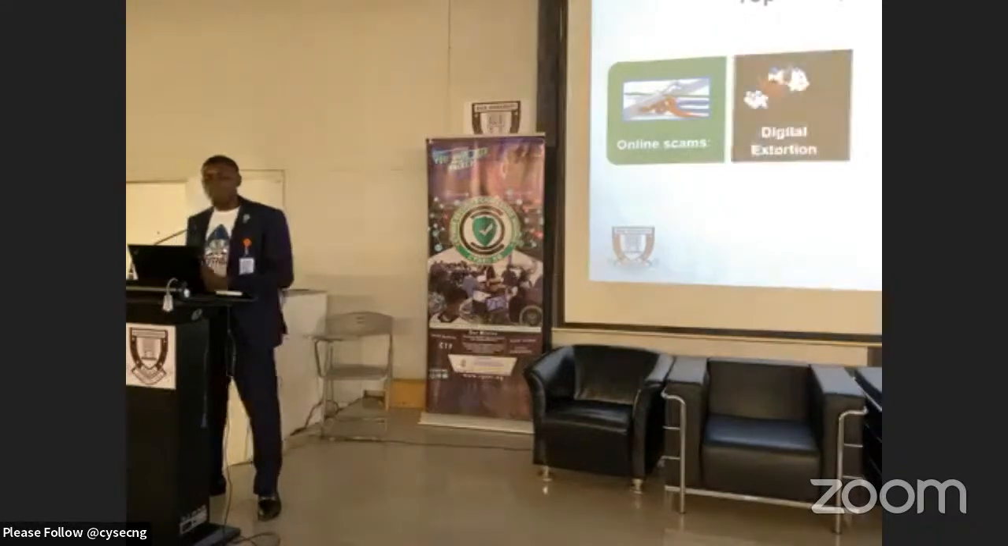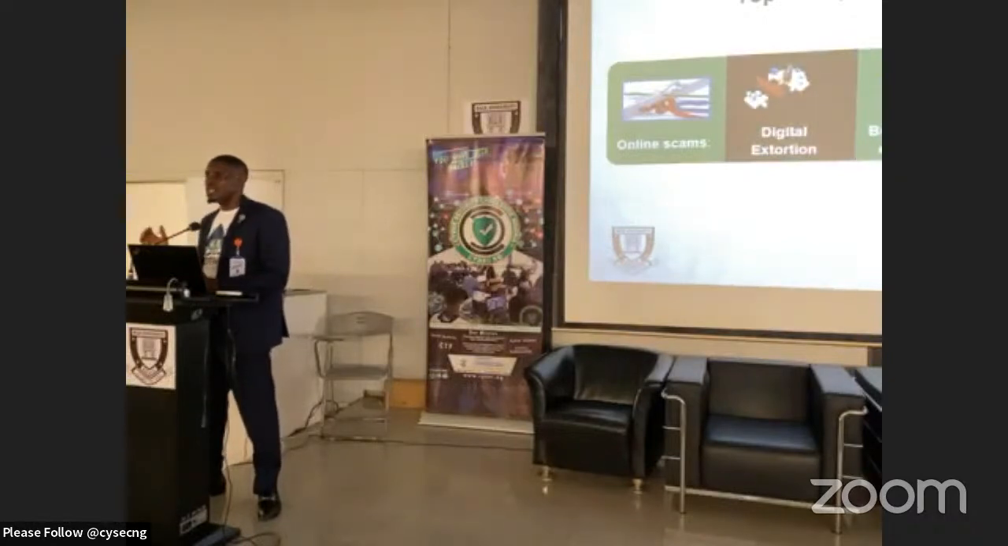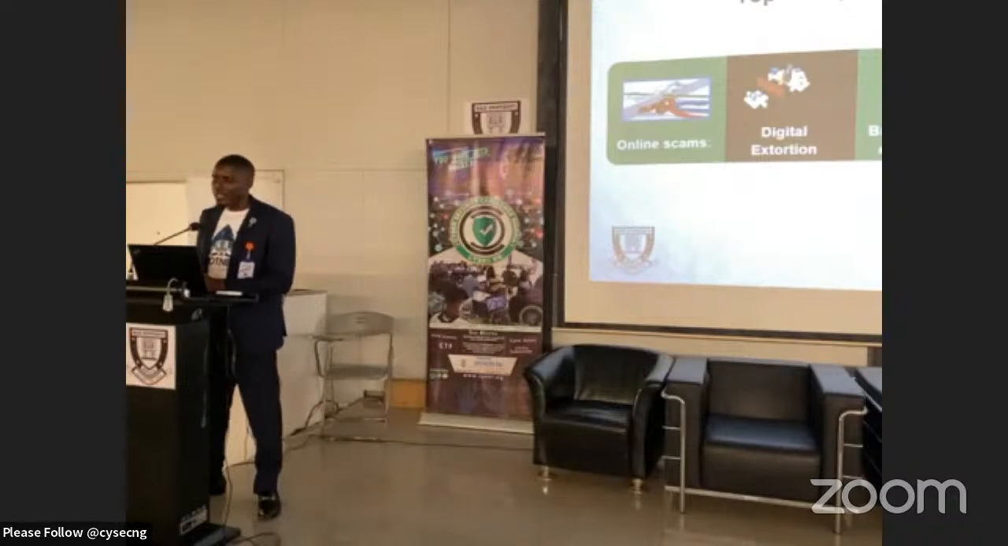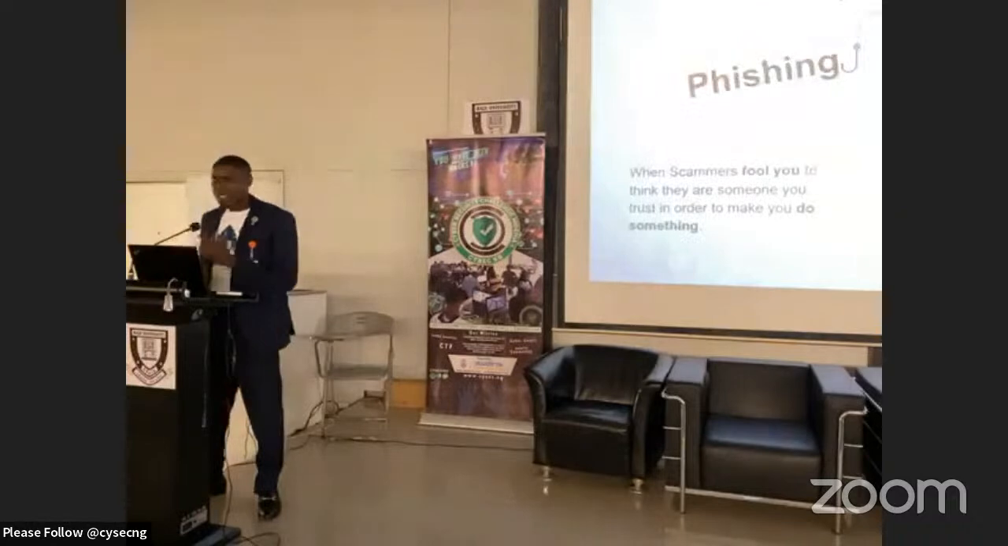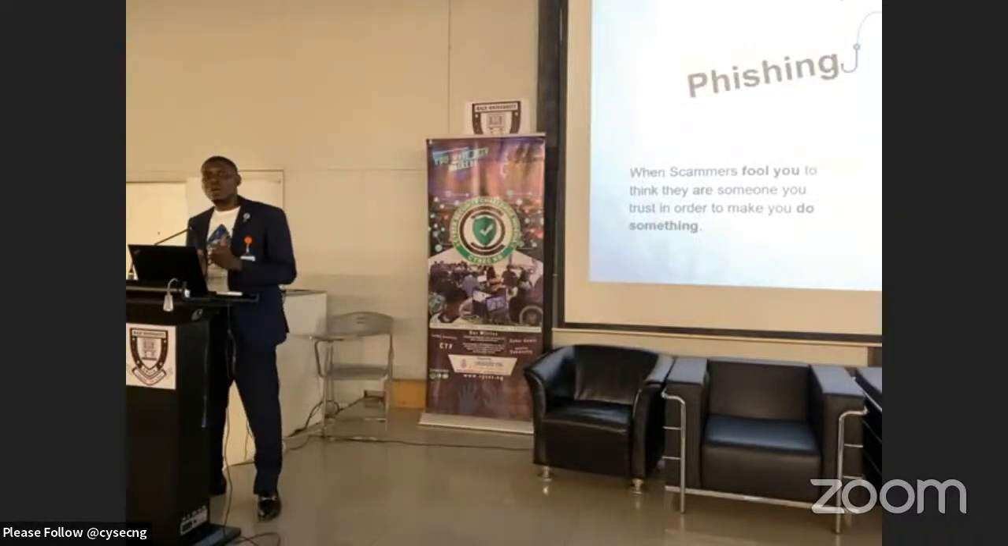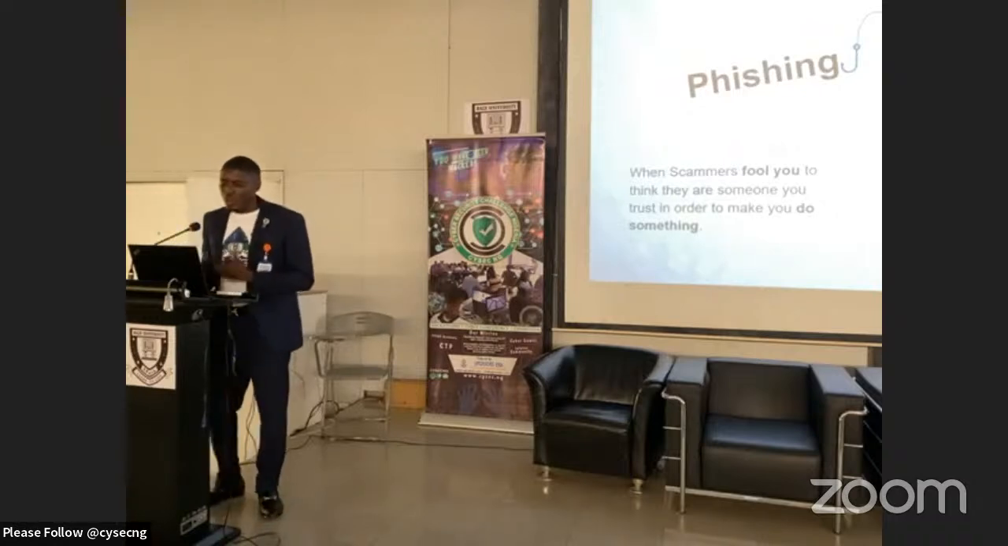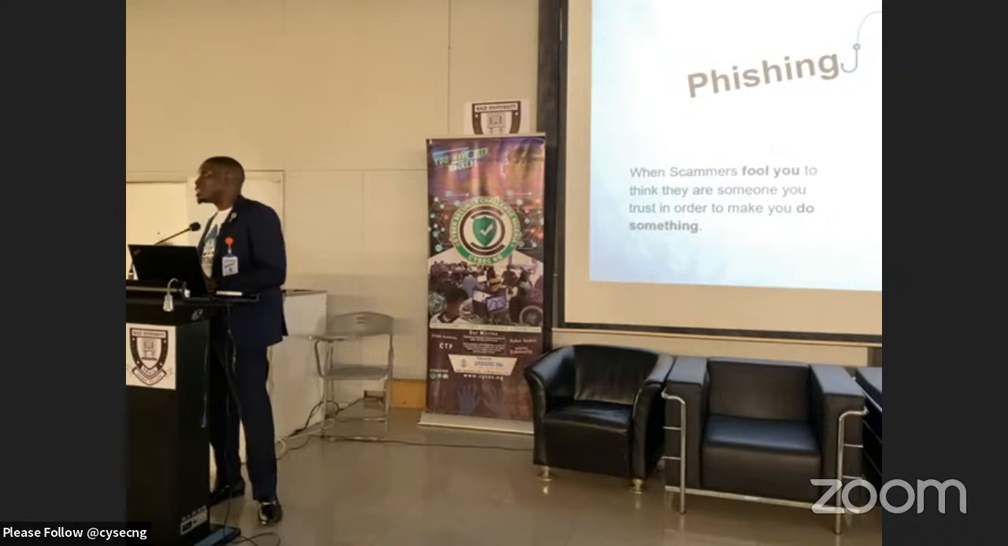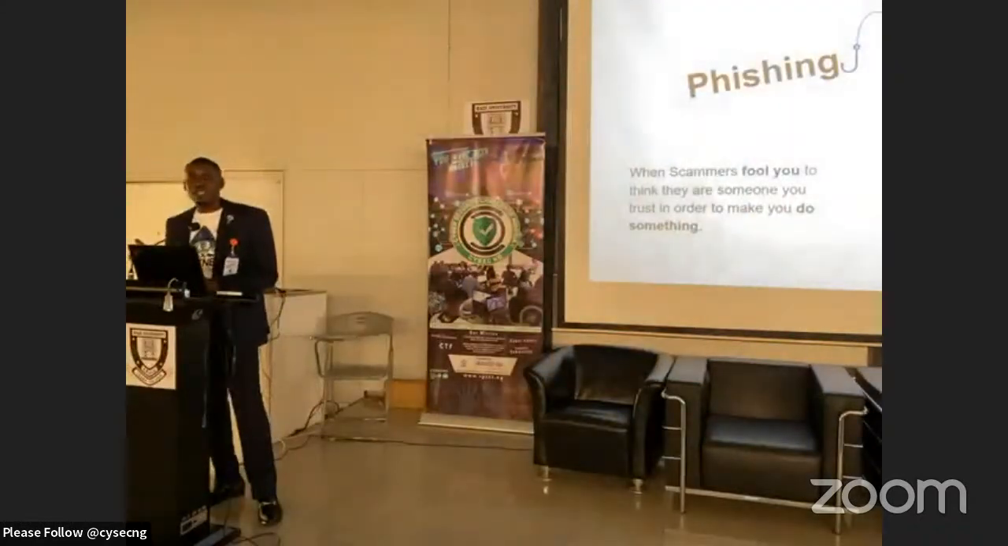We'll talk about digital extortion. We look at business email compromise. This is one of the top 5. We also look at ransomware. Then finally, botnets. For the online scam, there's the phishing aspect of it. When scammers fool you into thinking they are someone you trust in order to make you do something, then that is a phishing scam.